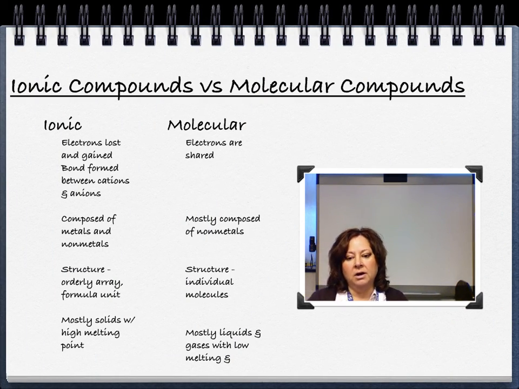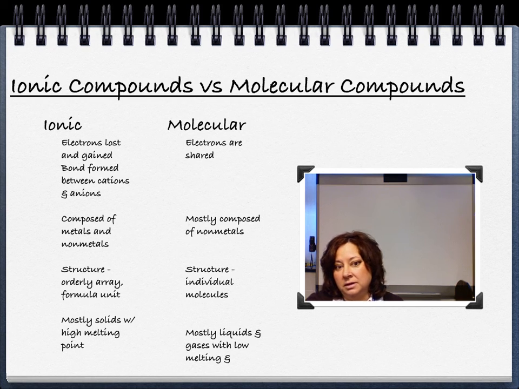Let's first begin with a review of some similarities and differences between ionic and molecular compounds. First of all, let's talk about the bonding, what's going on with the bonding. For example, ionic compounds are going to have atoms that will gain electrons, and some will have atoms that are going to lose electrons. For example, metals are going to lose electrons to form what we call cations. Nonmetals are looking to gain electrons and form anions.